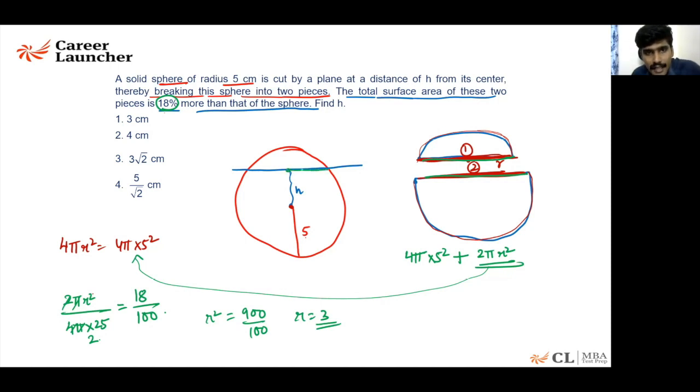So in this diagram, this r is equal to 3. The radius of the sphere is 5. The question is, what is h? If you look at this right angle triangle over here, if this side is 3 and the hypotenuse is 5, by Pythagoras h must be equal to 4. So the distance from which the cut has been made from the center must be 4 centimeters.